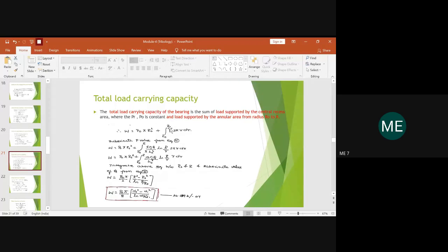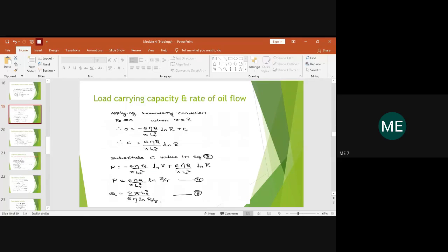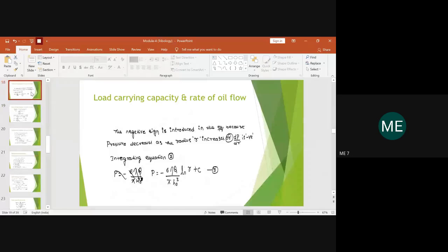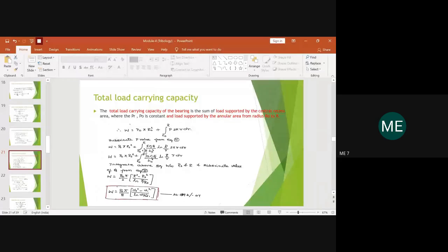The P equation we have derived is from equation number 4. Please go back to equation number 4. What is the value of P in equation number 4? As I told you, P is equal to 6 mu Q by pi h naught whole cube into log of R by r. This value we are going to substitute in the load carrying capacity equation. In place of P, you will write 6 mu Q divided by pi h naught cube into log of capital R by small r. This is entirely the P value.